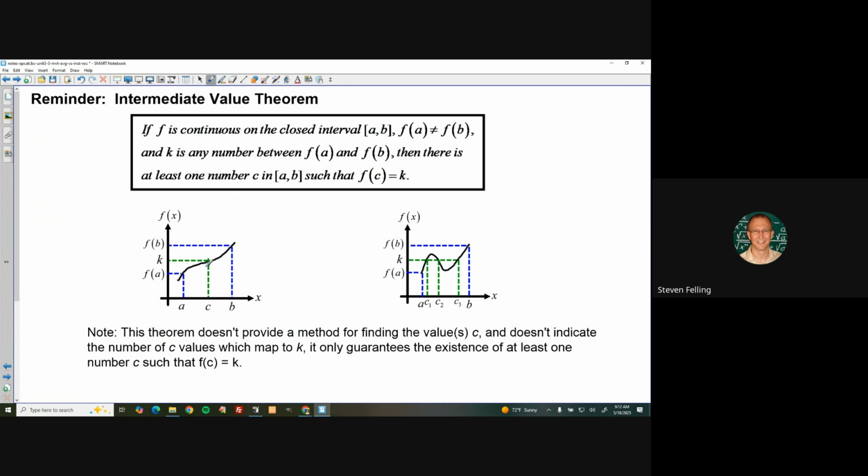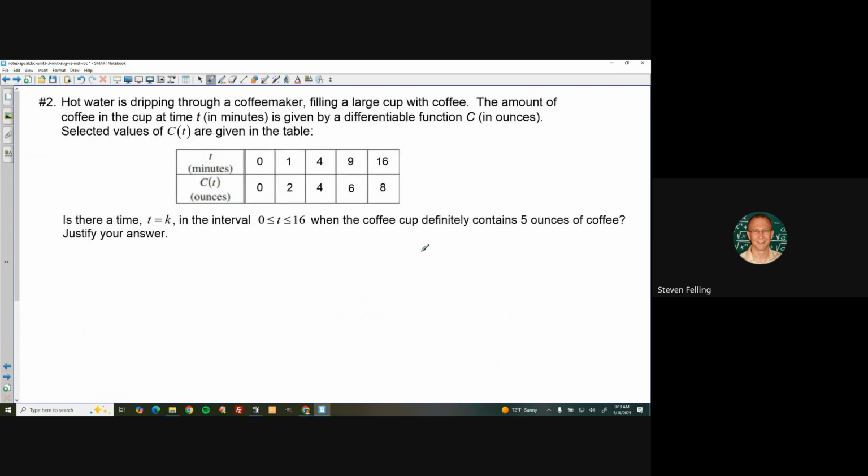Now, it doesn't say that there's a unique value. It could be one, it could be multiple values of that, multiple x's that produce that value, and it doesn't give you a way to provide the value. It just is a theorem that guarantees that there is a value that provides that. Okay, and we could use this coffee example here to investigate that.